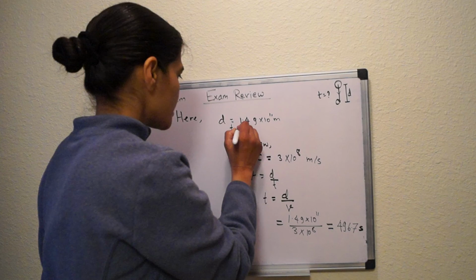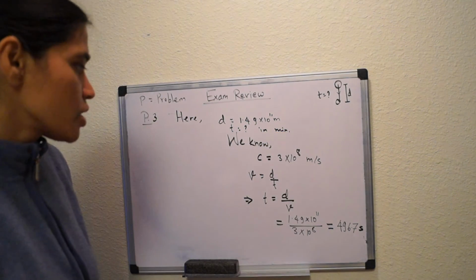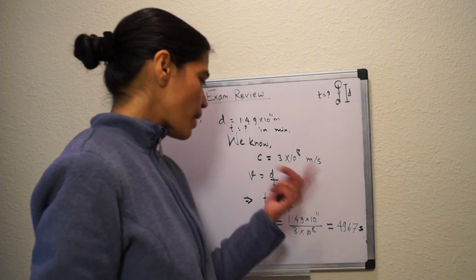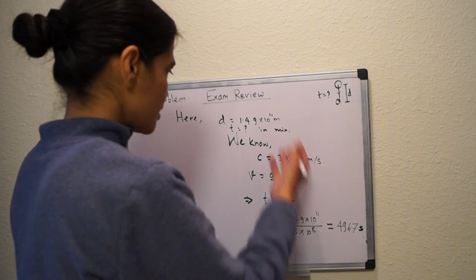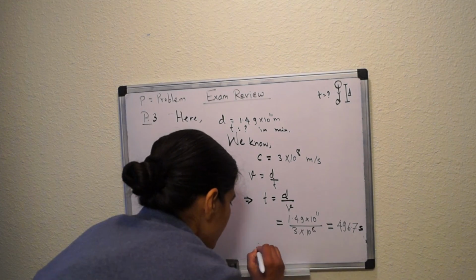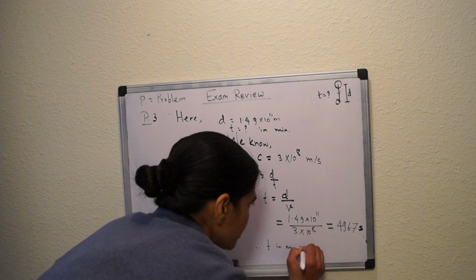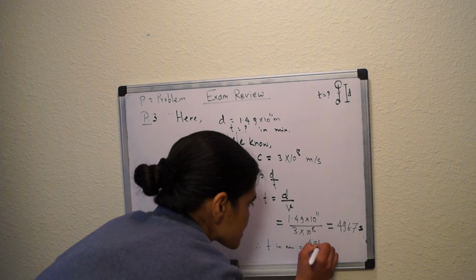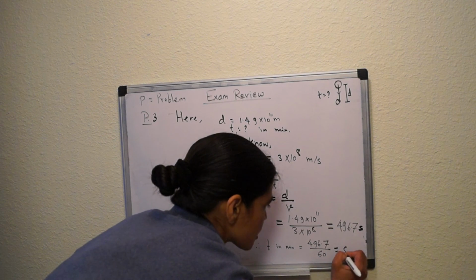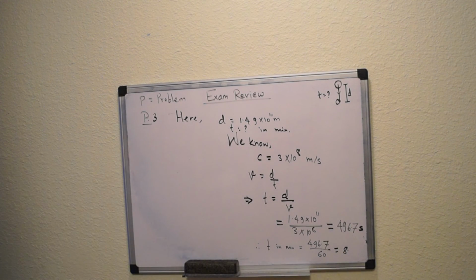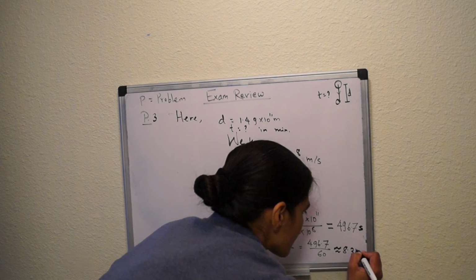But we are asked to find t in minutes. Since we have seconds, if you divide this by 60, that will give us the time in minutes. So t in minutes equal to 496.7 divided by 60. This should give us about 8.3 minutes.